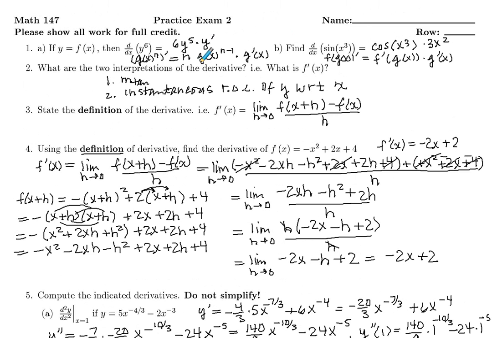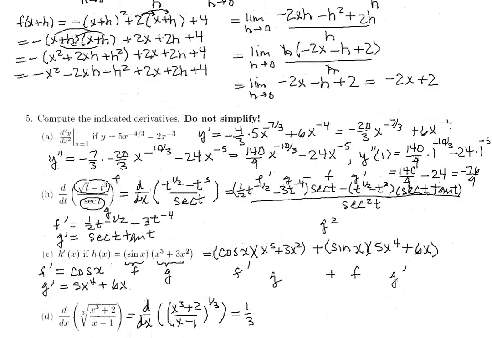So the inside stays the same when you bring the power down and decrease the power, and then times the derivative of the inside. Lots of students want to put g prime on the inside here, but that's not right. The inside function stays the same, and you multiply afterwards by derivative of the inside.